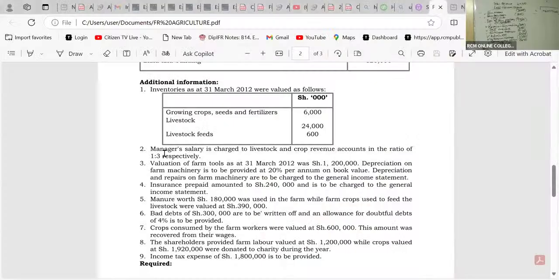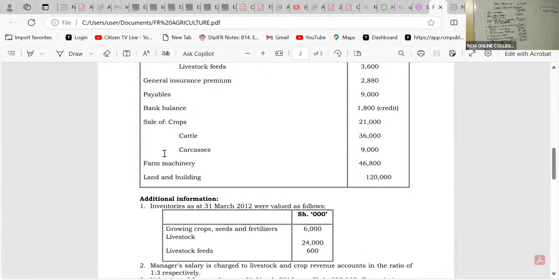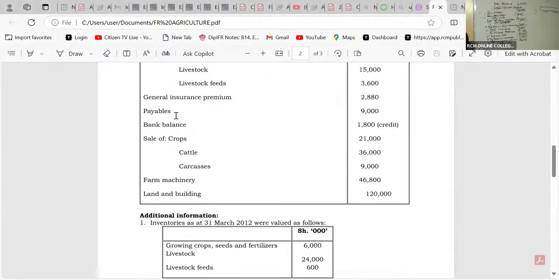We're almost finishing. In this case, I've been able to see payables. I know payables cannot come to the income statement. Payables will go to the balance sheet, or statement of financial position, just like the bank balance.